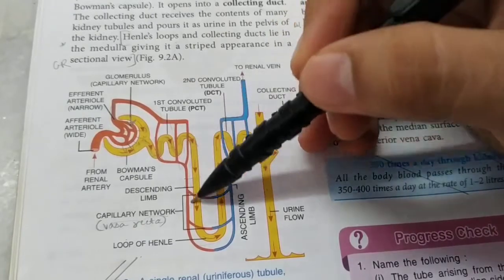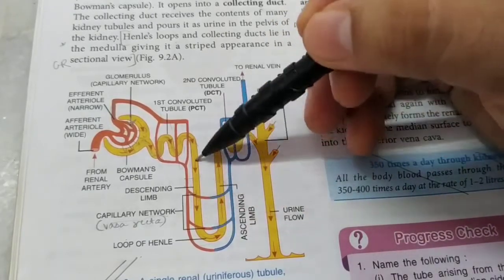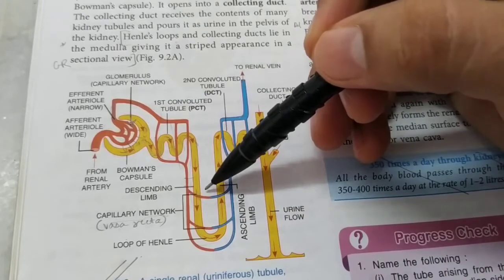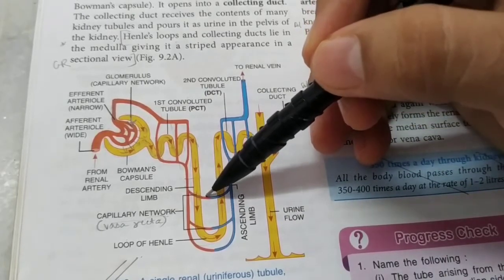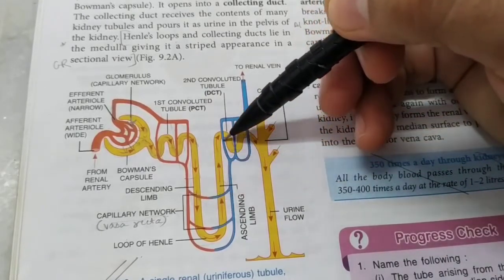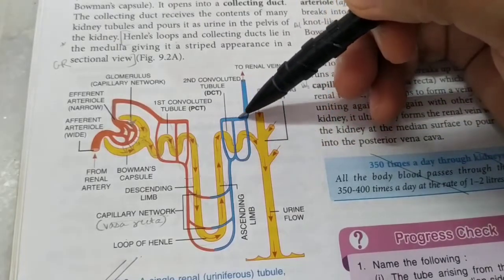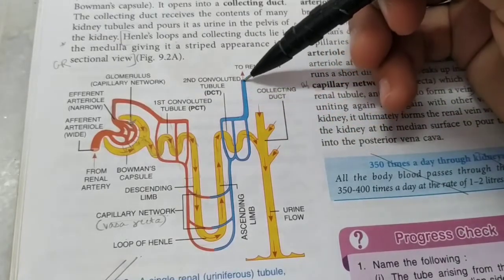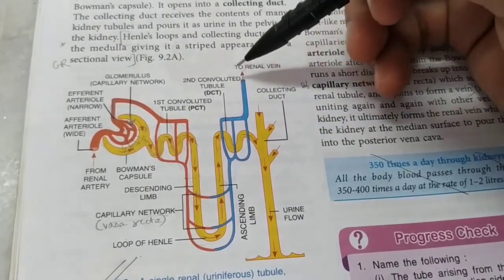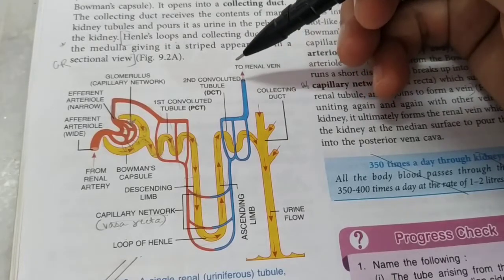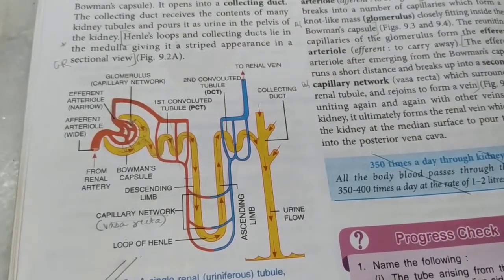And even the loop of Henle does reabsorption. The water is reabsorbed into the capillaries. So all the reabsorbed things again join here and they go to the renal vein. And then they go to the vena cava.